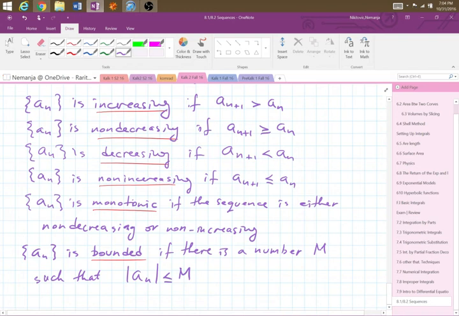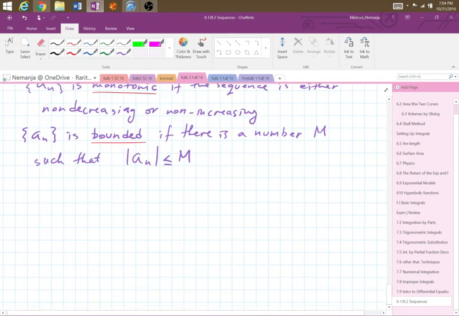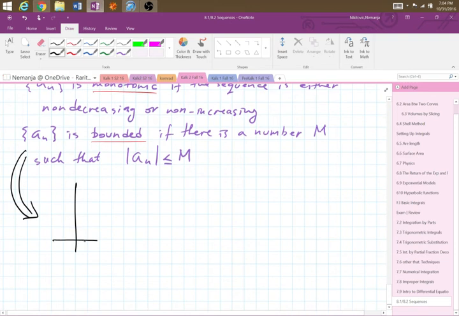Yes. Can you explain the last one? So it's bounded such that the absolute value of a_n is less than or equal to M. Thank you for the question. What's an example of that? I'm going to give you first the graphical example.